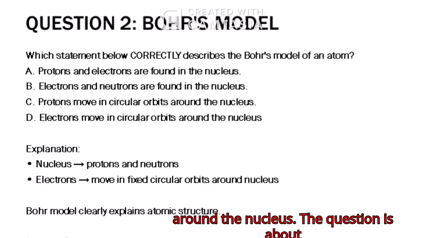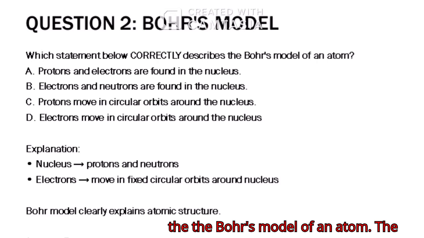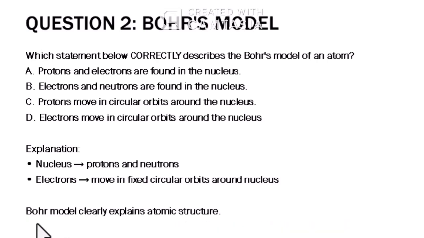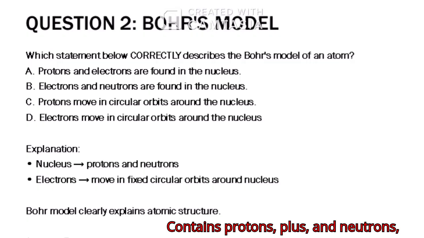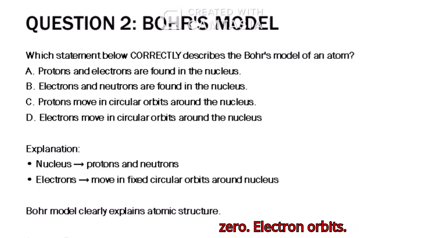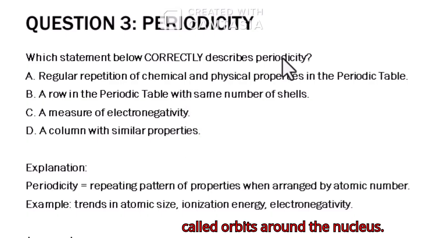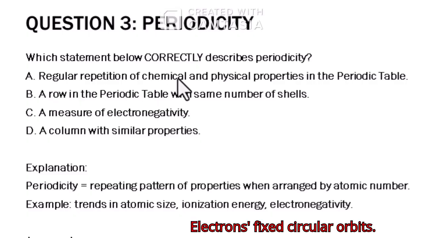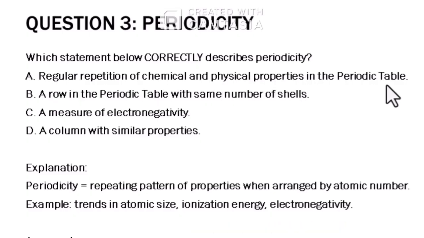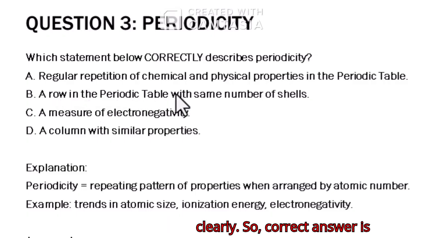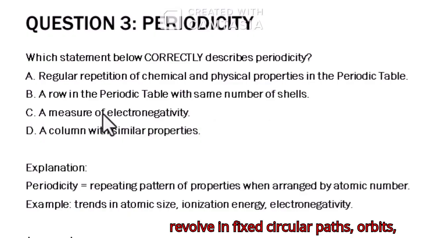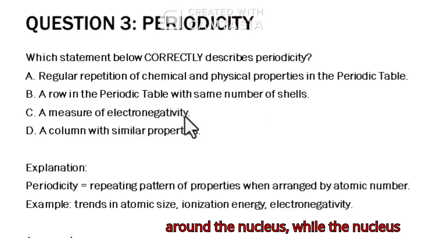The question is about the Bohr's model of an atom. The nucleus is at the center of the atom. It contains protons, plus, and neutrons, 0. Electrons move in fixed circular paths called orbits around the nucleus. Bohr model explains atomic structure clearly. So, correct answer is D because in Bohr's model, electrons revolve in fixed circular paths, orbits, around the nucleus, while the nucleus contains protons and neutrons.